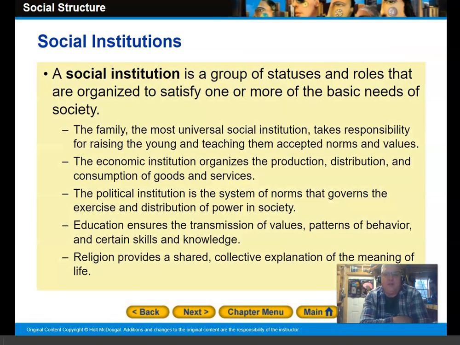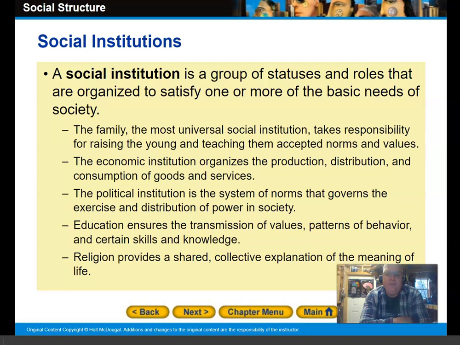A social institution is a group of statuses and roles that are organized to satisfy one or more of the basic needs of society. The family is the most universal social institution, and it takes responsibility for raising the young and teaching them the accepted norms and values. This is cross-cultural. All societies have the family.